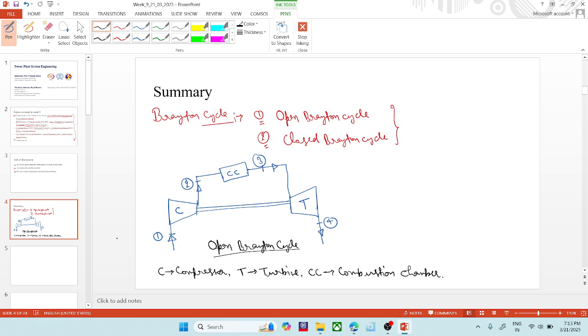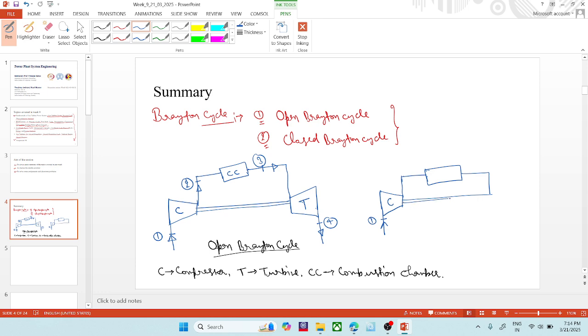Okay, this is the nomenclature for this. In the closed Brayton cycle, let me draw it here. So this is the compressor. This is the air entering here at point 1. Then it gets compressed and sent to a heat exchanger. Then it gets heated and expanded in a turbine.